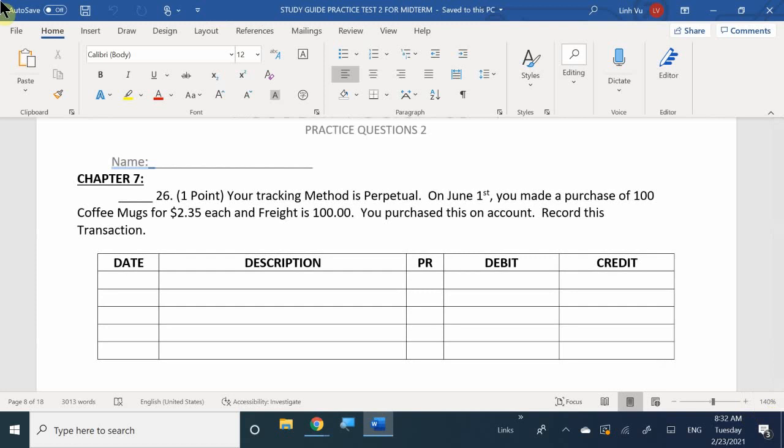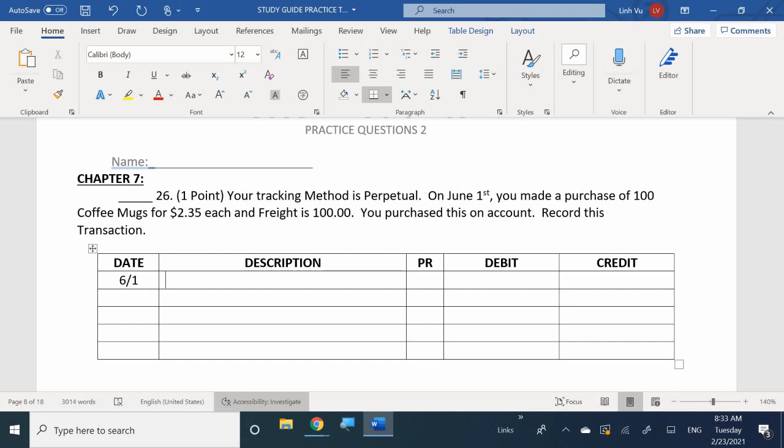Okay, so here we are, chapter 7. The question says that your tracking method is perpetual. On June 1st, you made a purchase of 100 coffee mugs for $2.35 each, and freight was $100. You purchased this on account. Record this transaction. So first off, how are we going to journalize this?